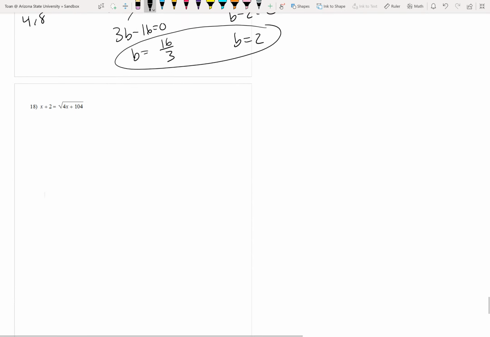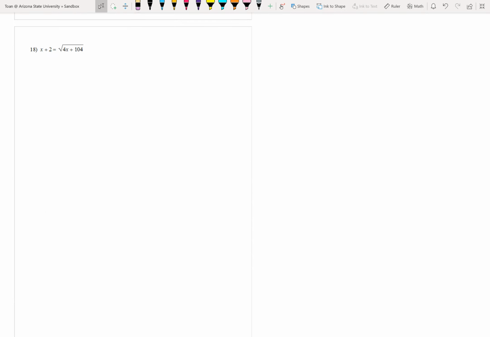Last but not least, number 18, radical equations. Just like with absolute values, square roots are special symbols, so before I do any solving, I want to get the special symbol isolated by itself. In this particular example, it's already isolated, so I can go ahead and dive into solving it. Get rid of the square root. Opposite of a square root is a square.